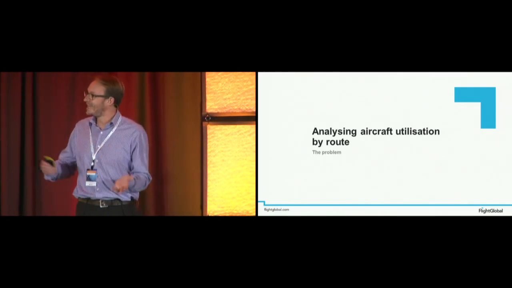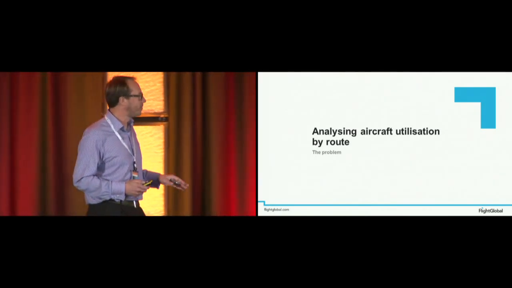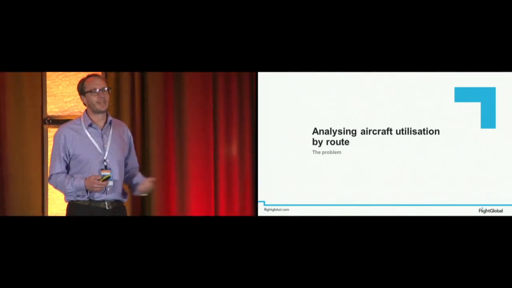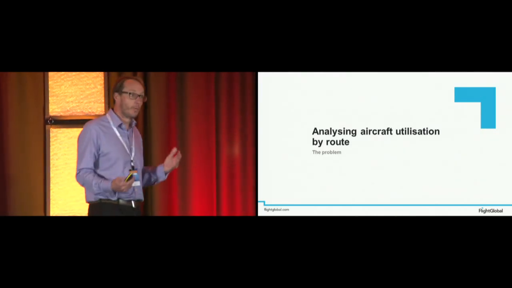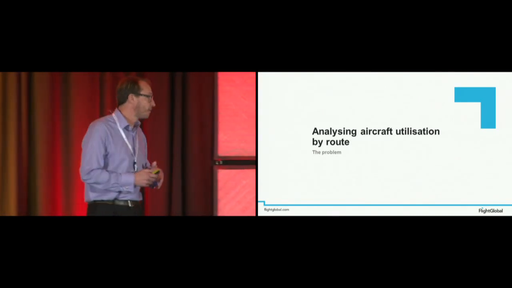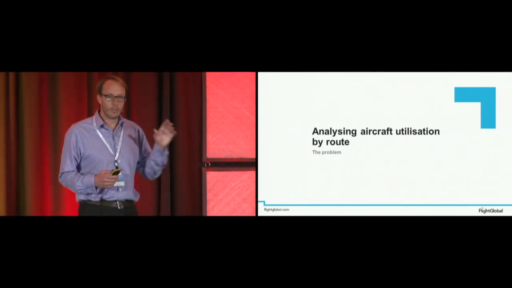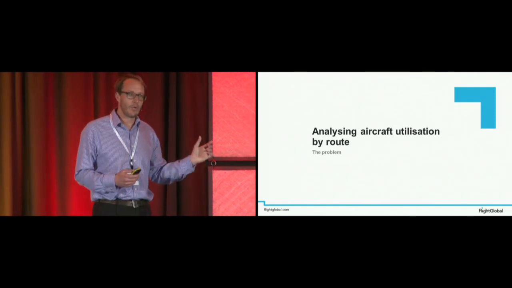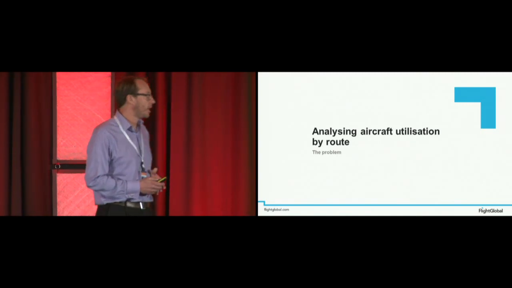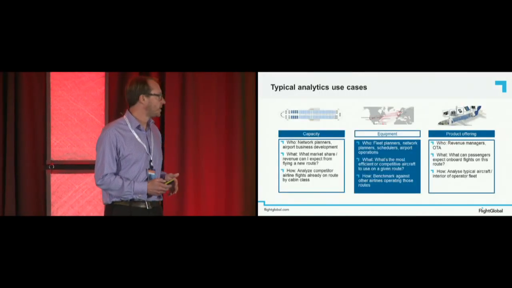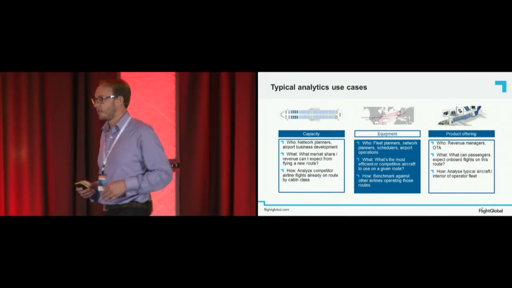So I'm talking about analysing aircraft utilisation by route, and that's a bit of a weird description, but what I mean by that is when you're analysing the industry and what's flying where or what's planned to fly where, you're really trying to understand what aircraft is flying on that route, and that's not a very easy thing to do at the moment, or hasn't been in the past. Hopefully, we're getting there. So the next slide goes a bit further into that problem.